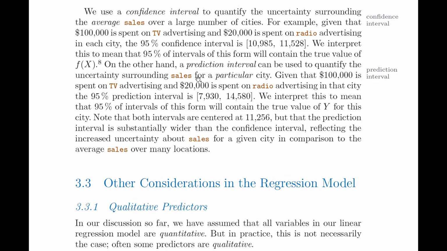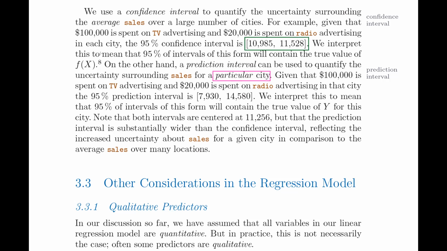On the other hand, a prediction interval can be used to quantify the uncertainty surrounding sales for a particular city. So you really feel the impact of the error term when you're looking only at a specific city. If you're looking at all the cities, all those in green, those error terms kind of cancel each other out.